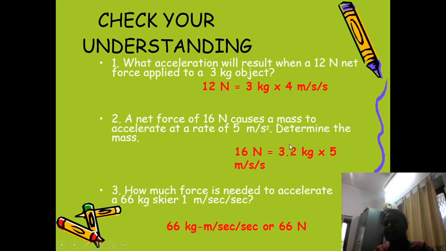Mass has a unit of kg, so it should be expressed in kg, so we got 3.2 kg. In the third question, the mass and the acceleration are given, and we are asked to find the force. F is equal to ma, m is given as 66 kg, a is given as 1 meter per second square. So F is equal to ma gives 66 into 1, that is 66.